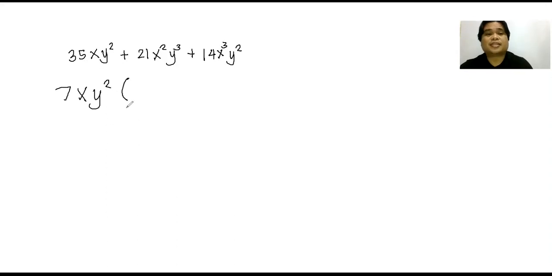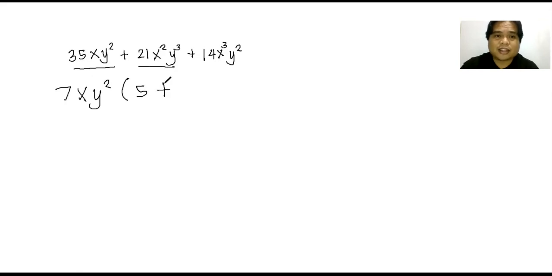Next is the parenthesis. For the first term, from the 35, you took out 7. All you have left is what? You get 5, right? How about with the x? You took out x, so no need to write x anymore. And also for y squared. So for the first term, what you will have left is just 5.